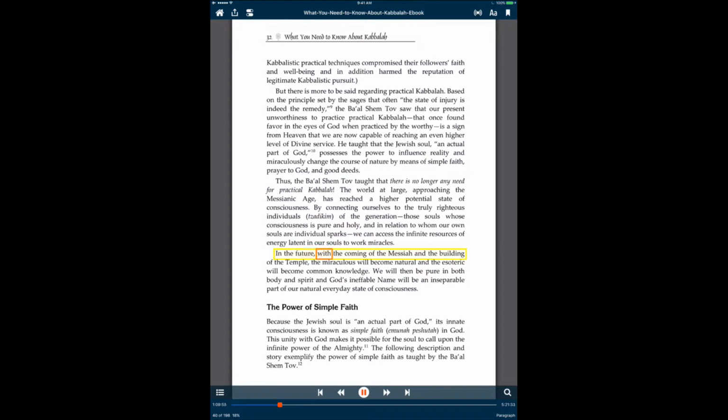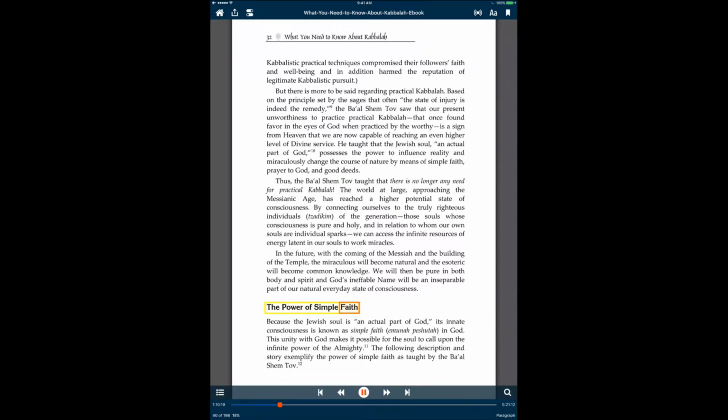In the future, with the coming of the Messiah and the building of the Temple, the miraculous will become natural and the esoteric will become common knowledge. We will then be pure in both body and spirit, and God's ineffable name will be an inseparable part of our natural everyday state of consciousness.